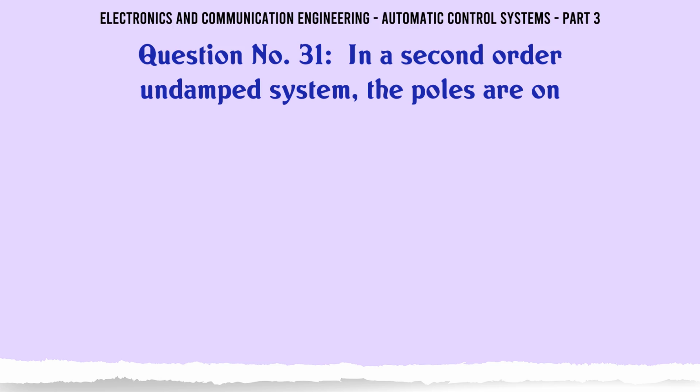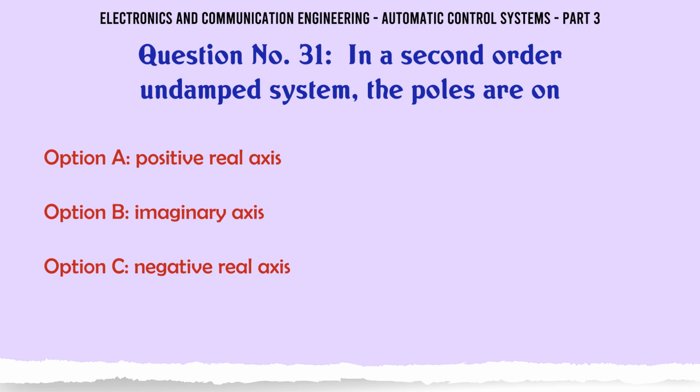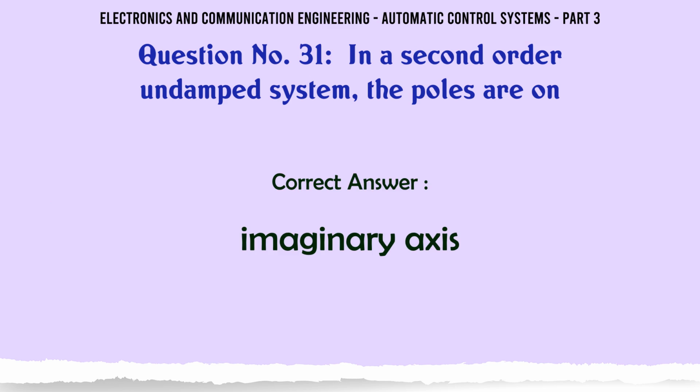In a second order undamped system, the poles are on A. Positive real axis, B. Imaginary axis, C. Negative real axis, D. Either A or C. The correct answer is imaginary axis.